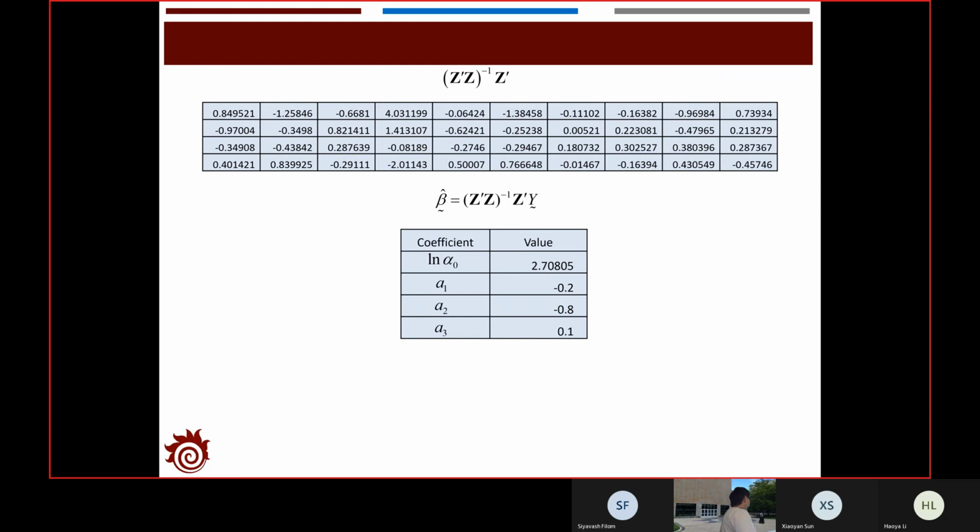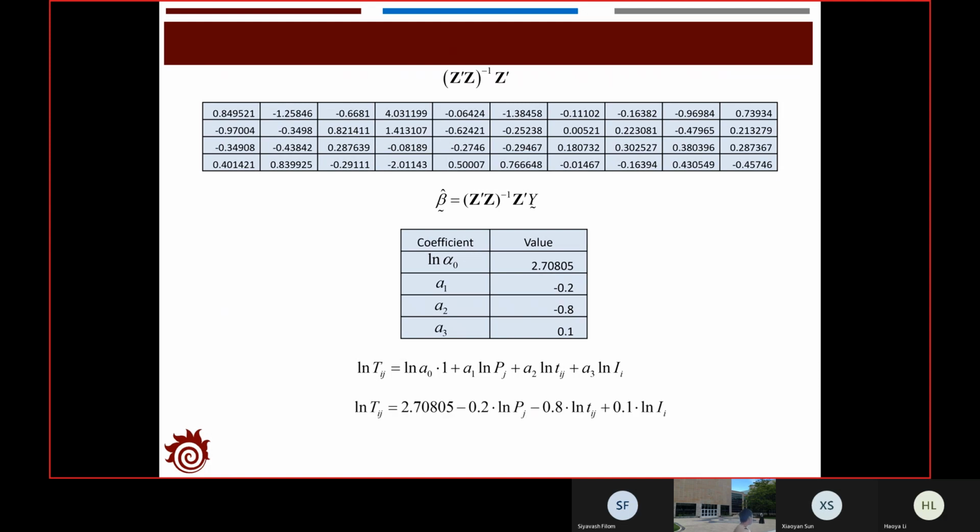And eventually you can calculate the coefficients. In this case, we have 4 coefficients. The first one is log A0, then we have A1, A2, A3, and the values are 2.7, minus 0.2, minus 0.8, and minus 0.1. And this will give you the calibrated linear equation.